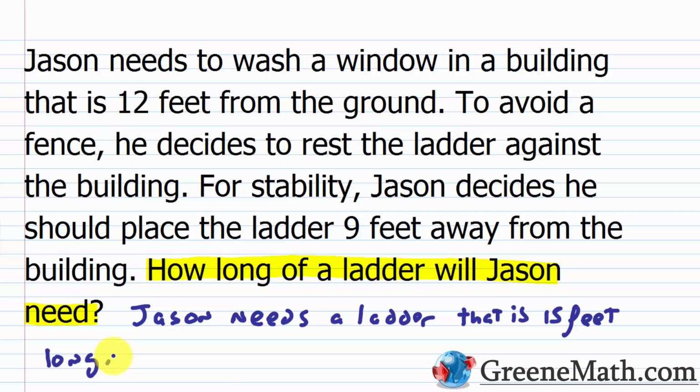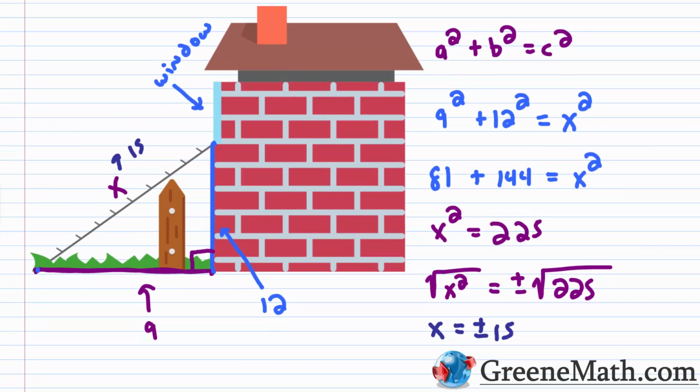Okay? So checking this is really, really easy. Again, we just go through our Pythagorean formula. And it's easier to check something like this by looking at the picture again, just so you get an idea what's going on. Again, we said that Jason needs to wash a window in a building that's 12 feet from the ground. So this is where the window is, and this is where the ground is. So the distance from here to here, that's 12 feet. Okay, so that's where we got the 12 from.